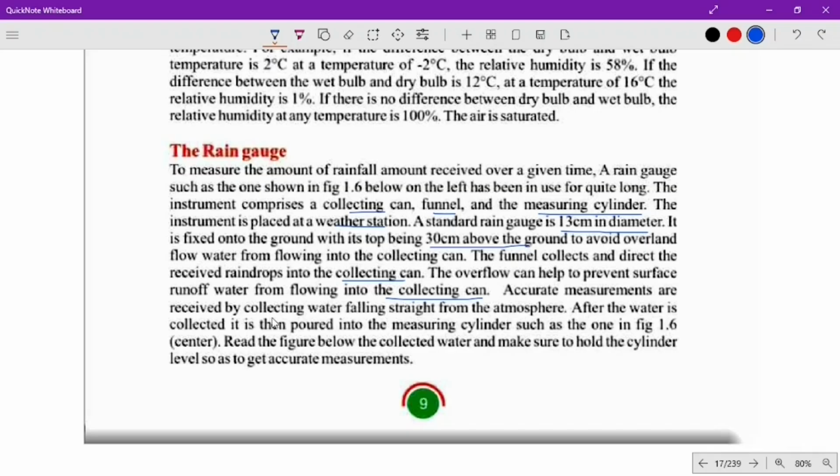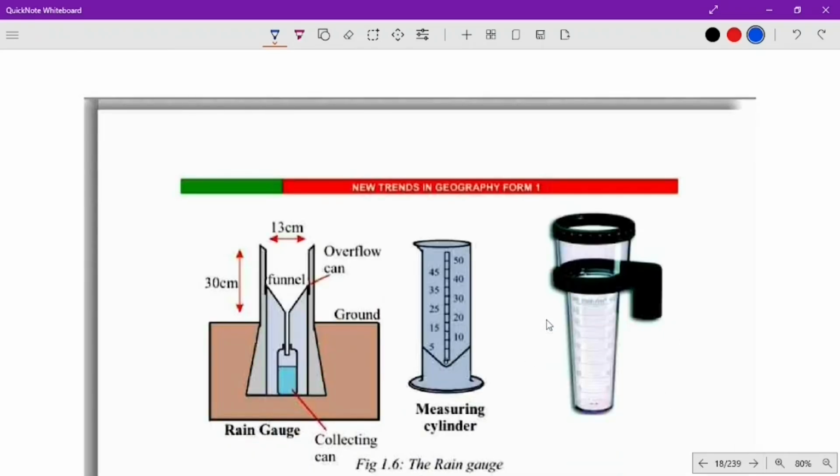So accurate measurements are received by collecting water falling straight into the rain gauge from the atmosphere, and then after the water is collected, it is poured into a measuring cylinder so that we can take readings. Let us take a look at this.